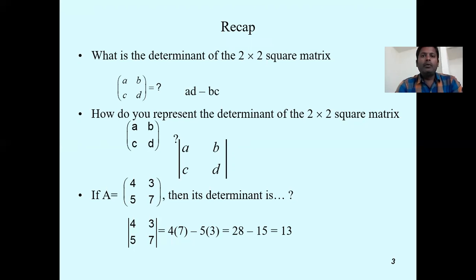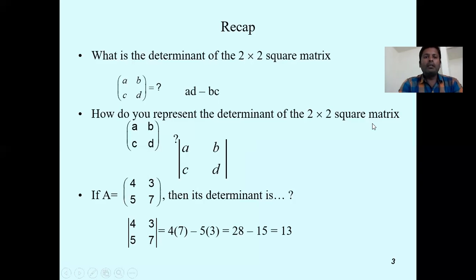Okay, we go to the recap. What is the determinant of a 2 by 2 square matrix? Before classes, we know that A, B, C, D is the 2 by 2 matrix. The determinant is A into D minus B into C, that is AD minus BC.